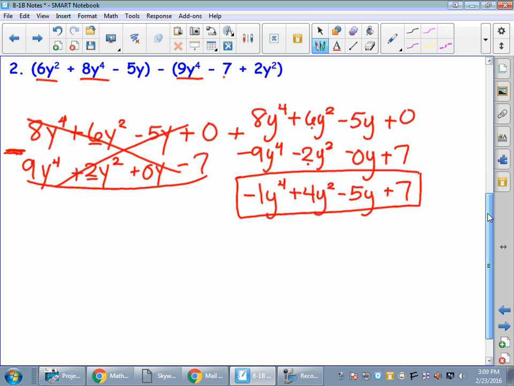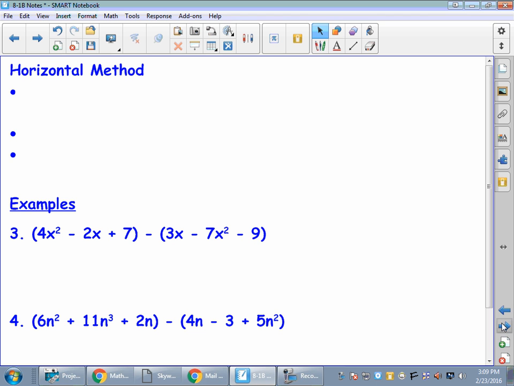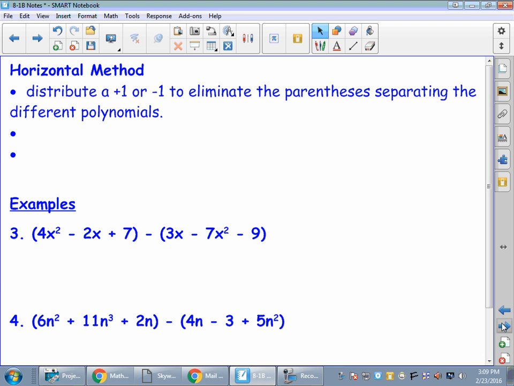Okay? Another way to add is to do it horizontally. So the horizontal method is in which you distribute a positive or a negative 1 through the parentheses so that you no longer have boundaries around your 2 polynomials or 3 polynomials. So in example 3 here, I would put a little 1 on the outside of this parenthesis set, and because it's positive out in front, I'd distribute a positive 1. All that will happen is my parentheses will disappear, because when you multiply by 1, it doesn't change the value, it'll just get rid of the parentheses.